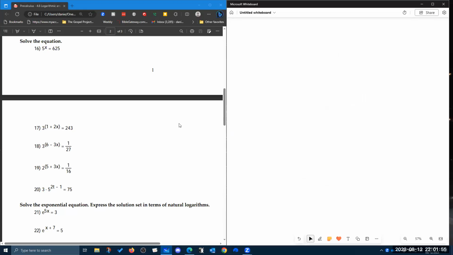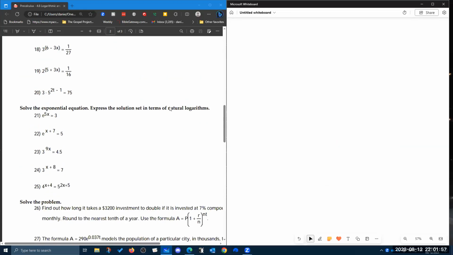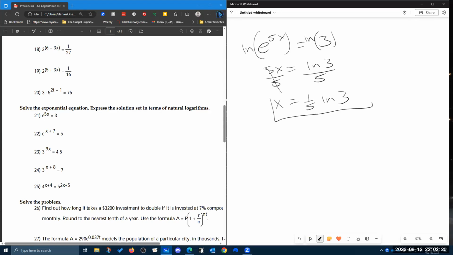Now we're going to go on to a different type of problem that we haven't done before, where we're going to solve the exponential equation, but we're going to do it with logarithms. So e to the 5x equals 3. To get rid of the e, we're going to take the ln of both sides. So 5x is equal to ln of 3. I'm going to divide by 5, or multiply by 1/5. x is equal to 1/5 ln of 3.